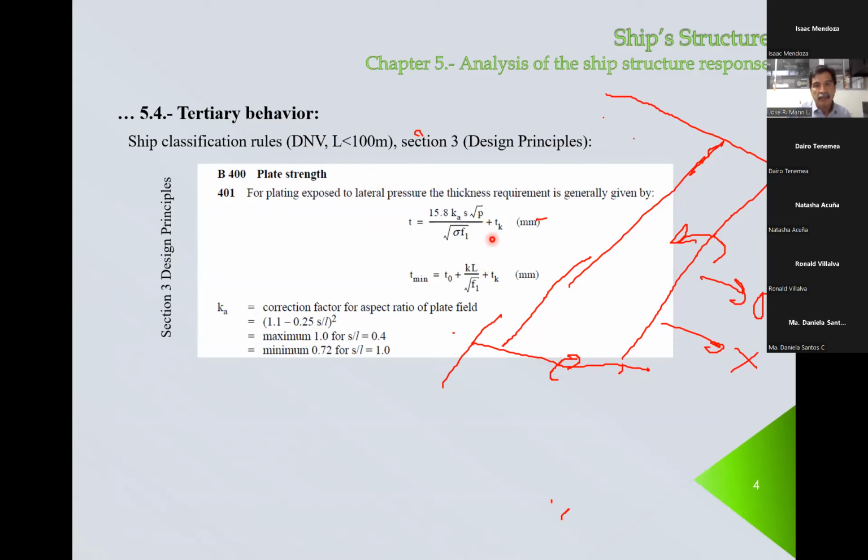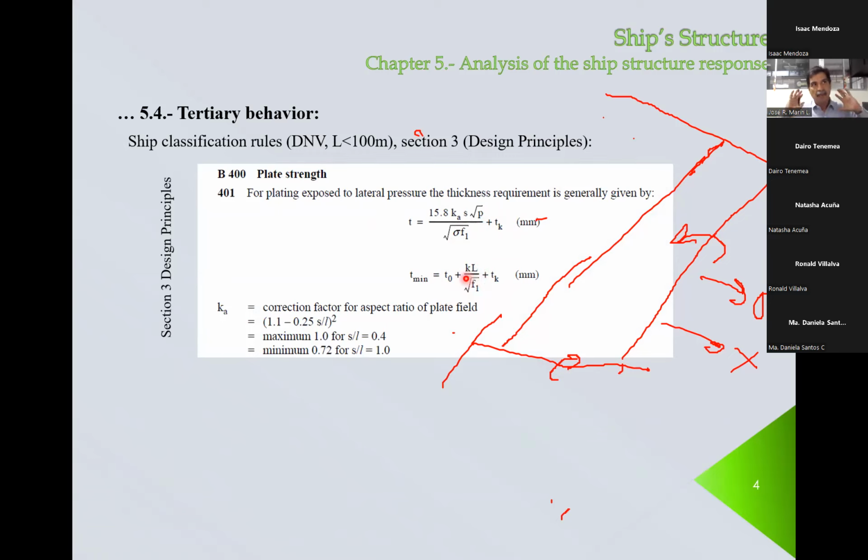Now here, they included a corrosion allowance. We explained why it's needed. And also, they say that the thickness has to be also higher than this value. So you calculate both, okay? And the thickness has to be higher than any one of them. So you take the larger value, okay? So this expression, we'll explain that in a minute.